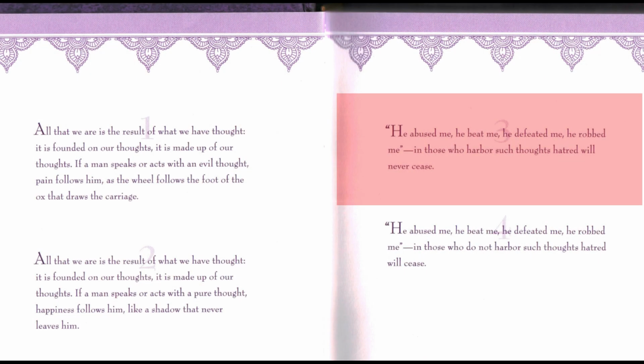He abused me. He beat me. He defeated me. He robbed me. And those who harbor such thoughts, hatred will never cease. So this is letting us know that it's the bad, negative stuff. And the verses are showing duality here as well. It's telling us if you do it bad, then this will happen. If you do it good, then that'll happen. If this, then that. Anyway, there's duality being shown in the way that those verses are being written.